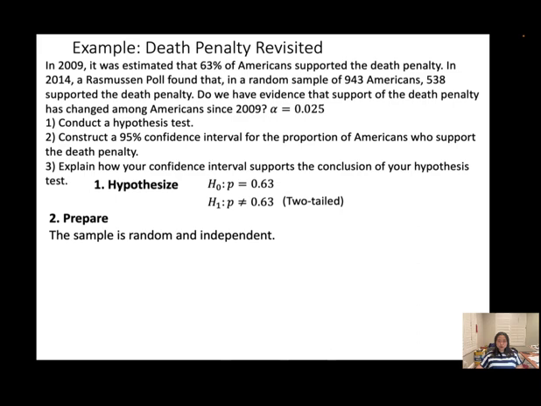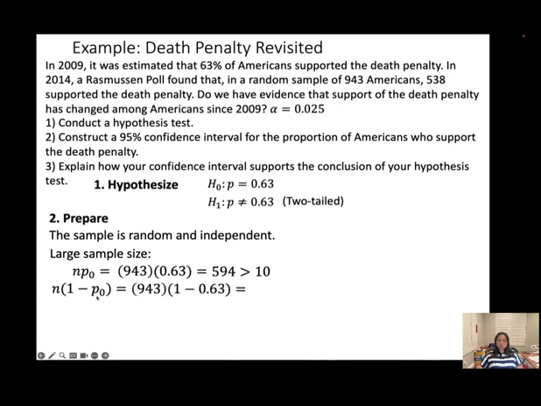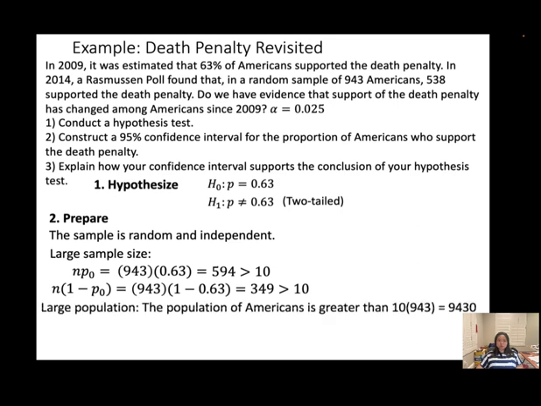First, the sample is random and independent. Second, large sample size. Plug into this formula: n is your sample size, which is 943, and p naught is 0.63. It needs to be at least 10, so this is 594. Good. Then find the number of failures, n times 1 minus p naught. You should get 349, so this is good. Number three, large population: we believe the population of Americans is greater than 9,430. And the last one, independence. Right, we fulfill the four conditions.